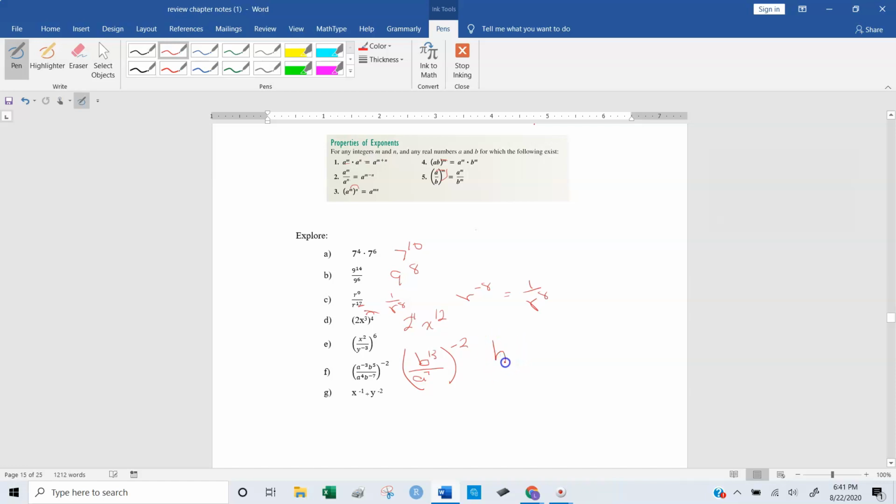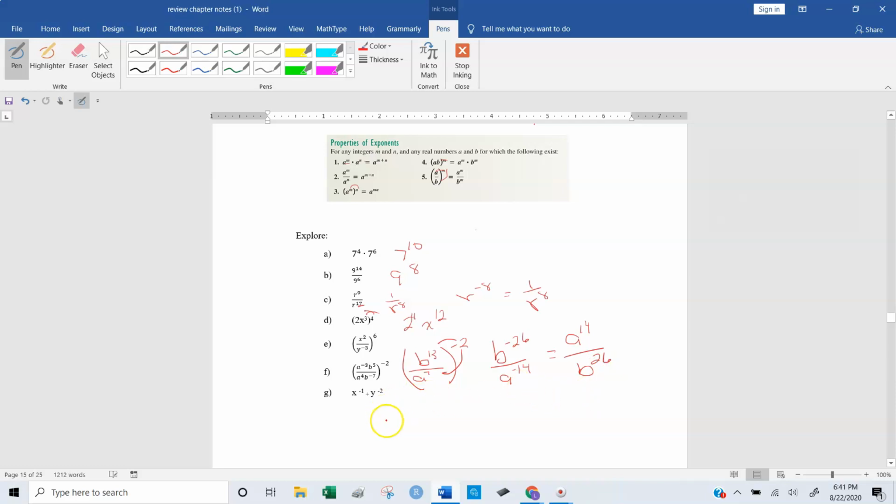So this gives you b to the negative 26 over a to the negative 14th, because you're distributing this negative 2 to both exponents. Both exponents are negative, so they are both in the wrong place, which means the a belongs in the numerator and the b belongs in the denominator. A little bit of work, but not bad.